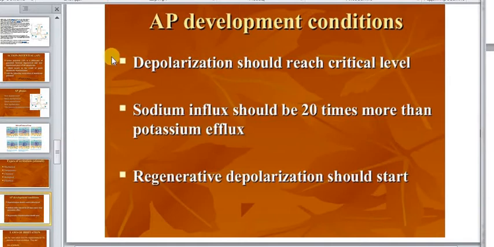There are some conditions for AP development. Depolarization should reach a critical level. Sodium influx should be 20 times more than potassium. And regenerative repolarization should start.